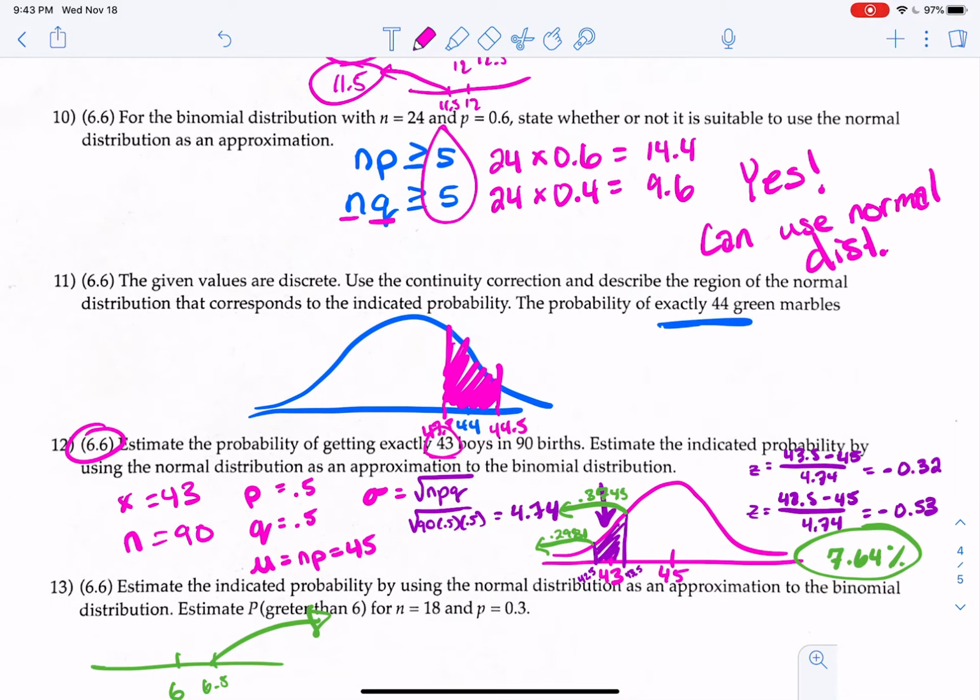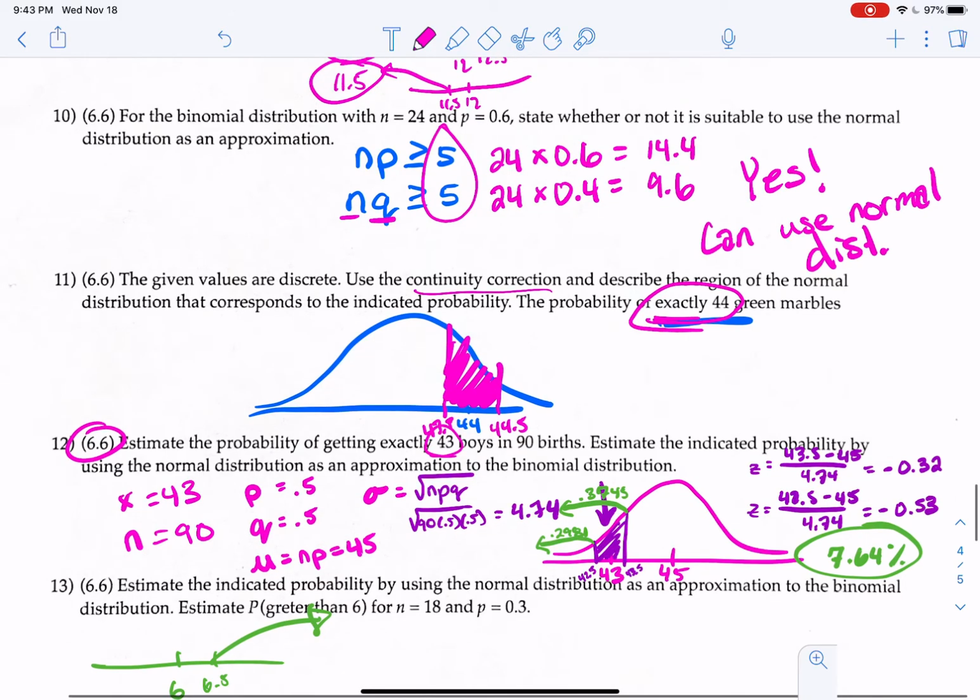Number 11, we've already done as well. The given values are discrete. Use the continuity correction and describe the region of the normal distribution that corresponds to the indicated probability. Exactly 44 green marbles. Okay, if I'm finding the continuity correction for exactly, this is kind of a pain, we have to have a range for when we do exactly. So I have to have two numbers that I'm going in between, which are 43.5 and 44.5. And those two values I'm going to go between.